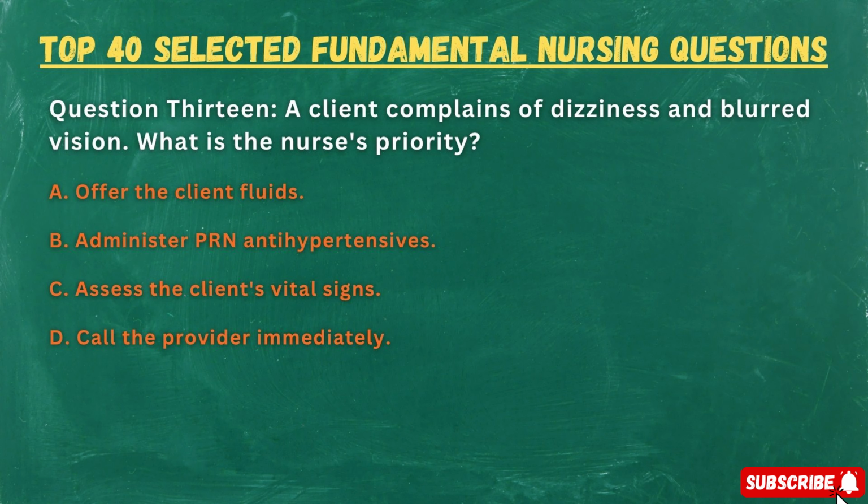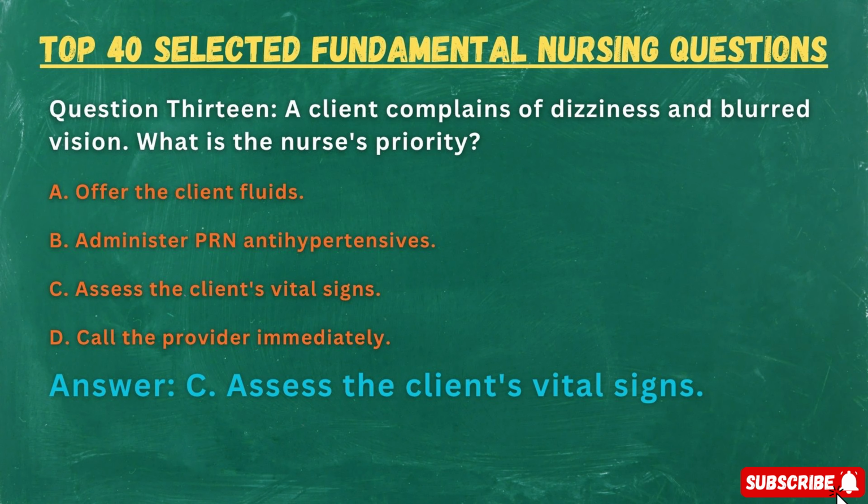Question 13. A client complains of dizziness and blurred vision. What is the nurse's priority? A. Offer the client fluids. B. Administer PRN antihypertensives. C. Assess the client's vital signs. D. Call the provider immediately. Answer. C. Assess the client's vital signs.